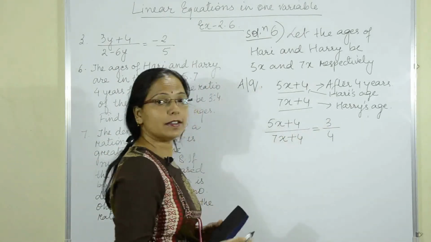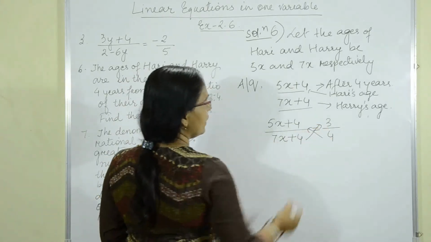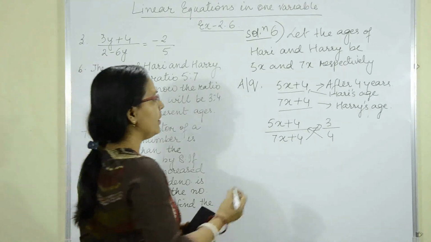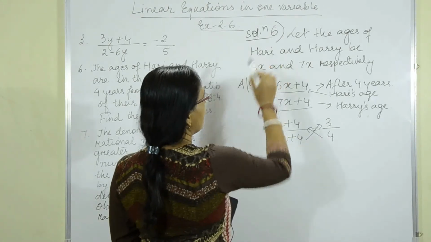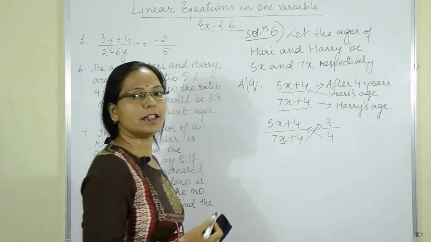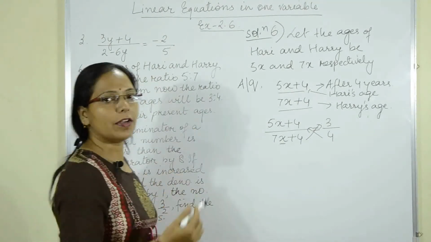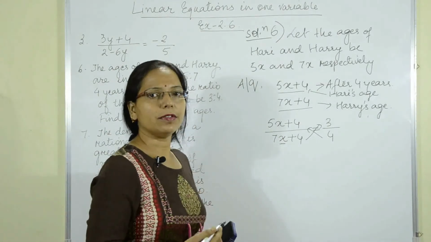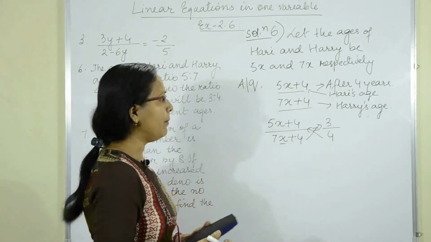How to do that? The one that I have showed just now, just cross multiply and then you solve, and that is how you get the ages. You will get the value of x, put the value of x with 5 to get Hari's present age and with 7 to get Harry's present age, and that is how you can find both the present ages. This part is to be done by you. You will have to solve it and then find out their present ages.